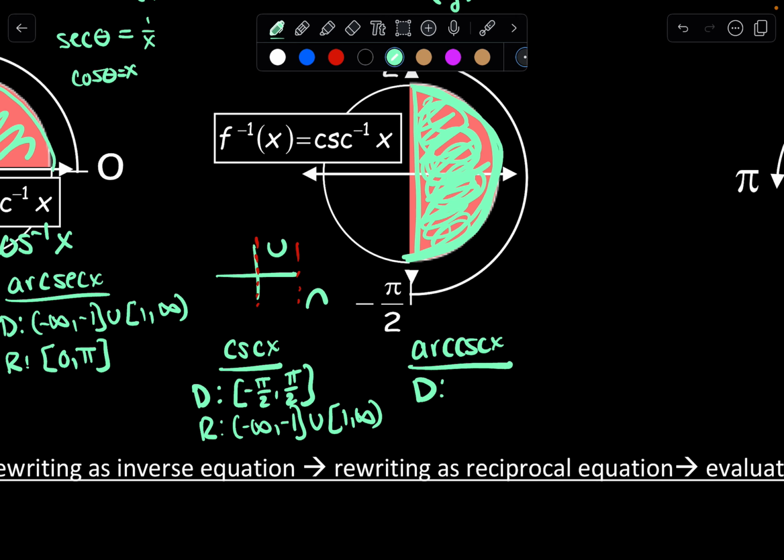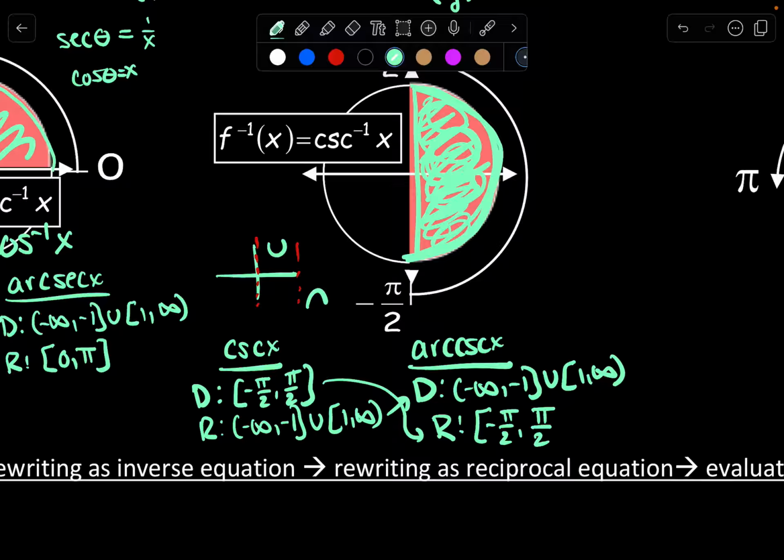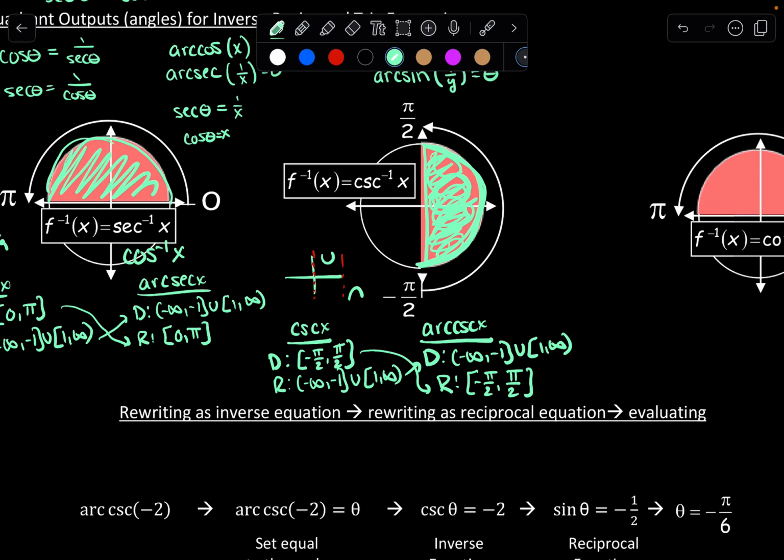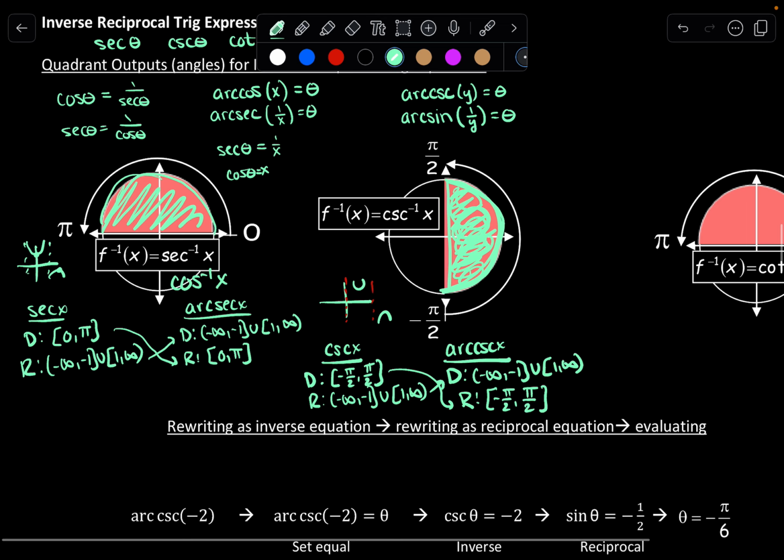So for arc cosecant, the domain is going to be what the range was for cosecant, which is negative infinity to negative 1, union 1 to infinity. And then the range is going to be negative pi over 2 to pi over 2. So quadrants 1 and 4. So again, arc cosine and arc secant both share quadrants 1 and 2. And then arc cosecant and arc sine share quadrants 1 and 4.